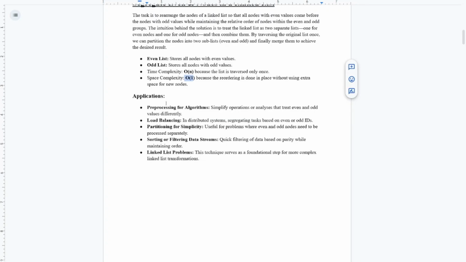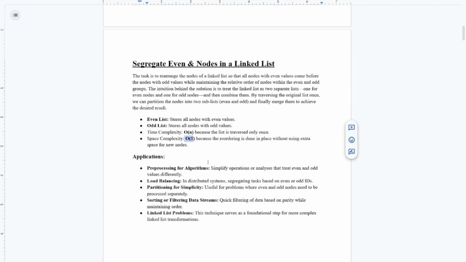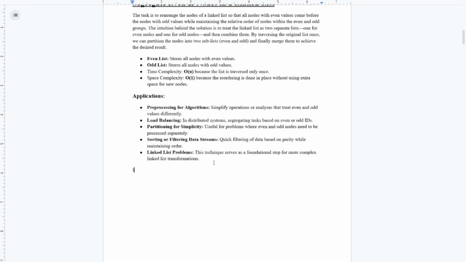The applications could be pre-processing for algorithms, load balancing, partitioning for simplicity, sorting or filtering data streams, linked list problems. Again, in this case, if the input is something like 1, 6, 3, 2, 0, 4, and let's say 5, what will be the output? All the even nodes should come first. The first even node is 6, then 2, then 0, then 4 in order. Then the first odd node is 1, then 3, and then 5 in order. So this would be the answer.